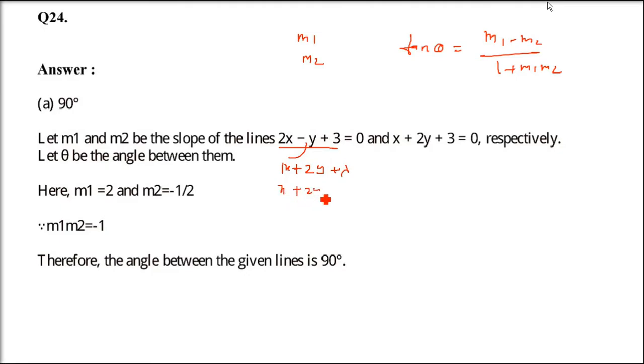So 1x plus 2y plus lambda. What is the other line? x plus 2y plus 3. These two are exactly equal in form. So I can see here that these two lines are perpendicular to each other.